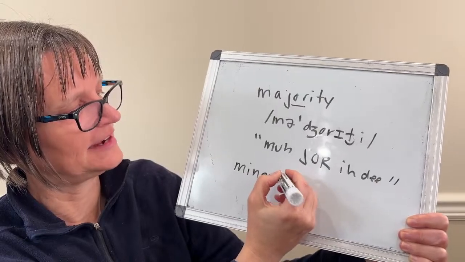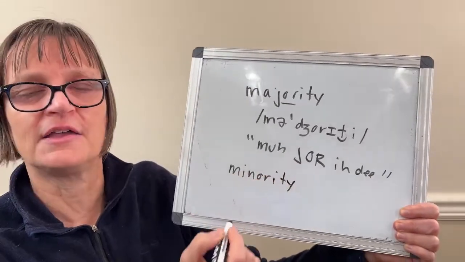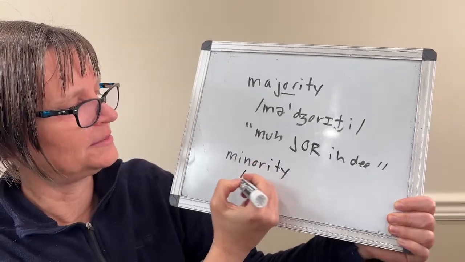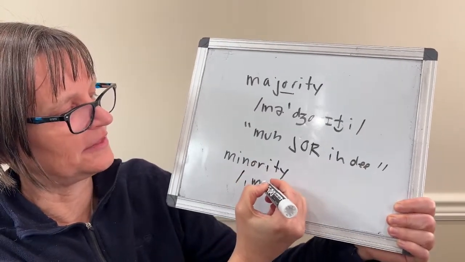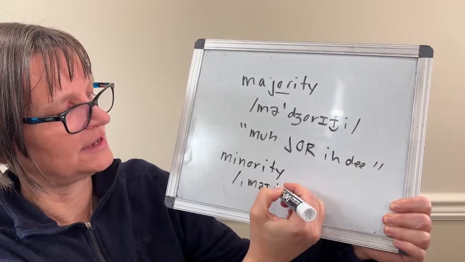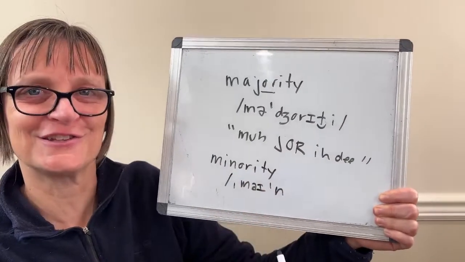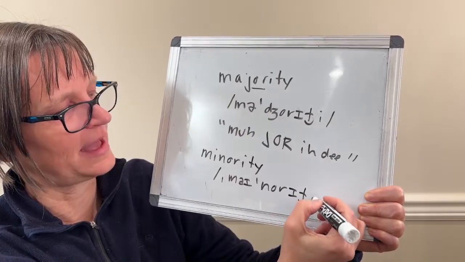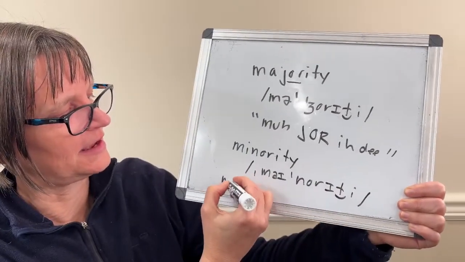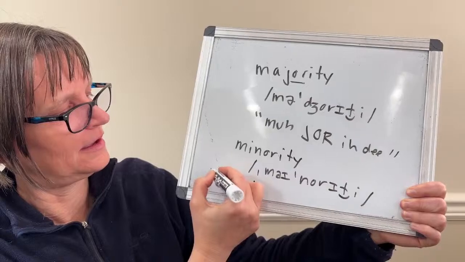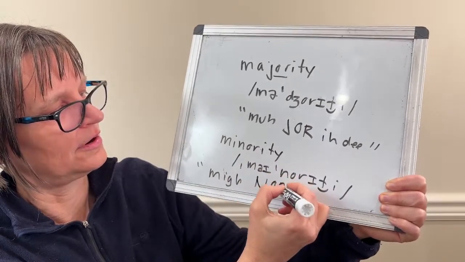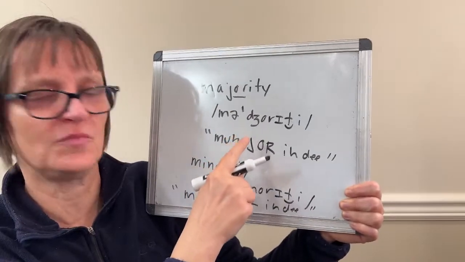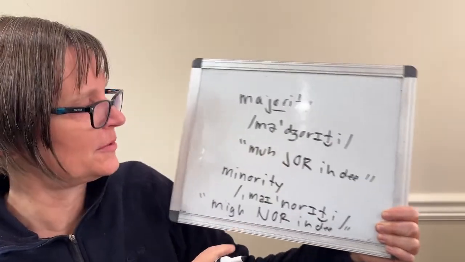And then similar pattern for minority, except that we have secondary stress on the I. So rather than minority, we do say minority. So we'll see a secondary stress there. The I does say the I sound. And then we still have a stressed second syllable with the or. And our same itty with the flap ending. So that sounds like my, nor, itty. So the majority of people, a minority of people.